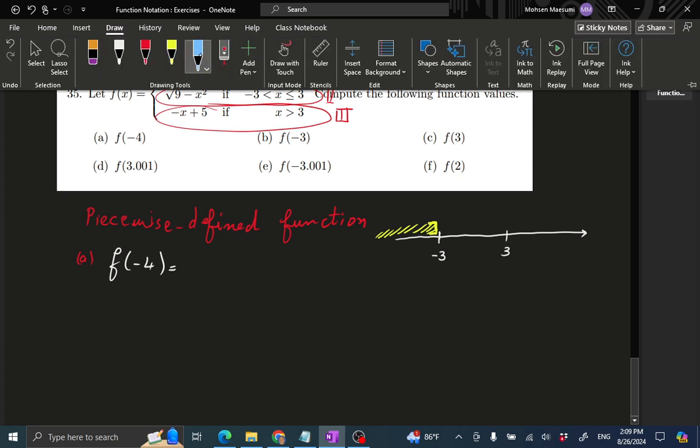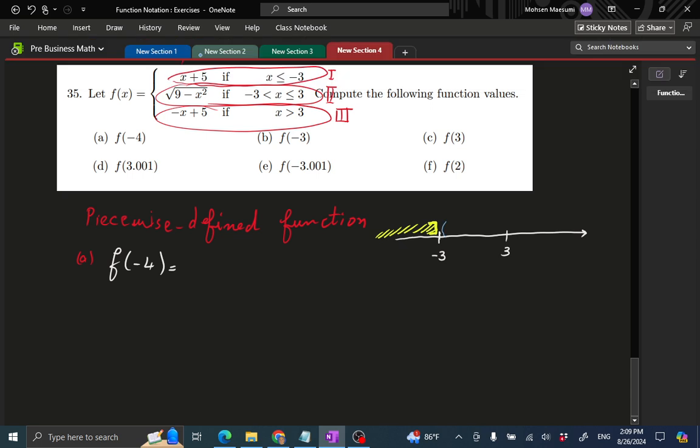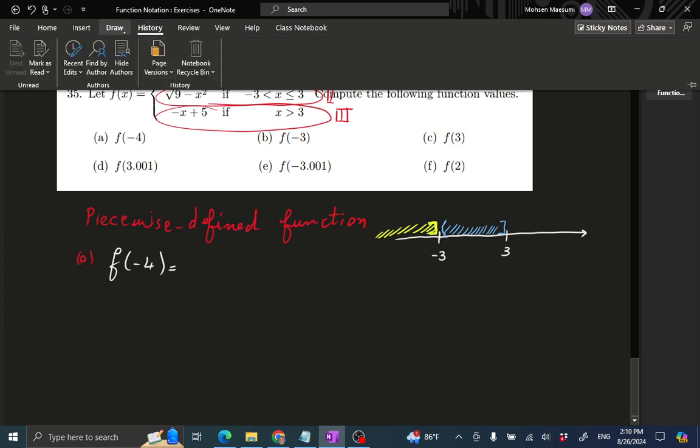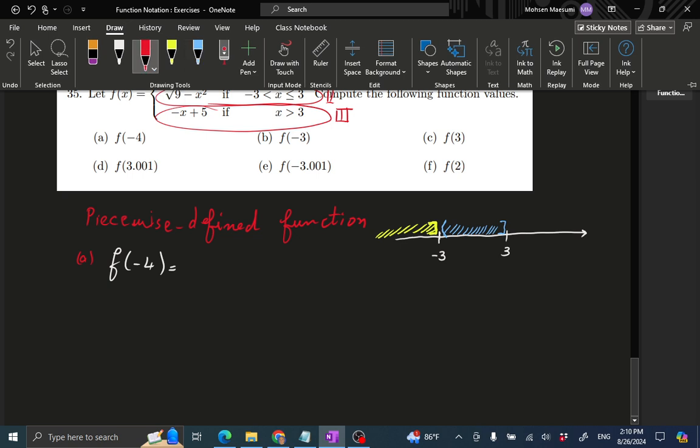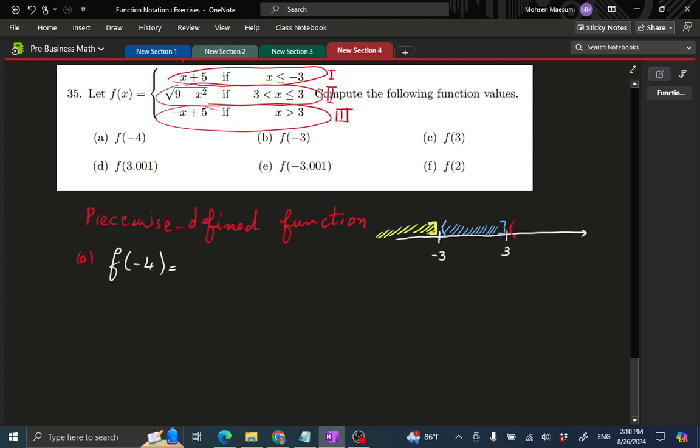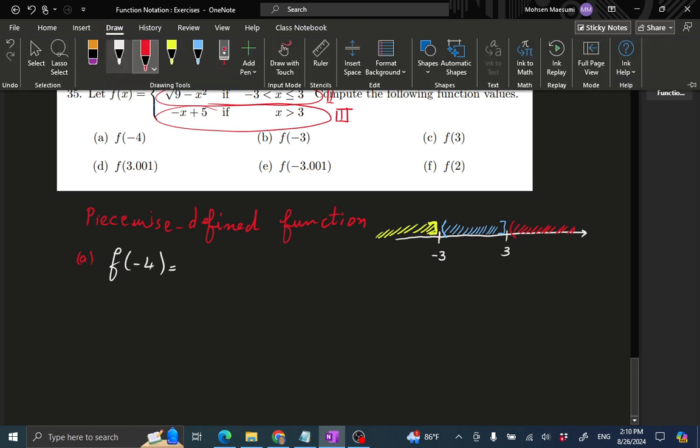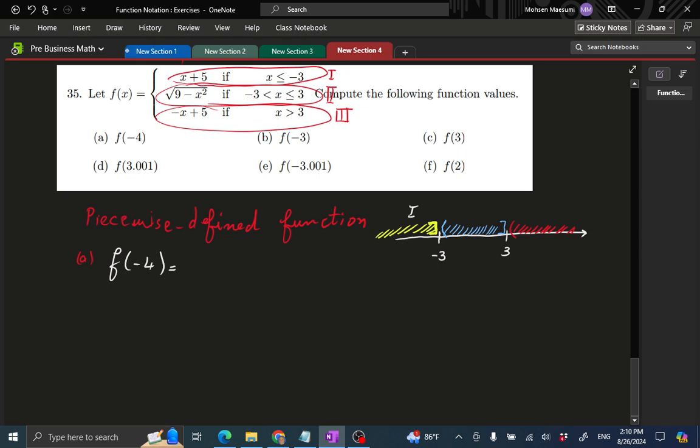And then if we are from -3 all the way to 3, inclusive of +3, we are in region 2. And in region 3, let's see what's left. Region 3 starts at a number larger than 3, and it goes all the way to infinity. So we have 3 regions here: region 1, region 2, region 3. So if you choose from yellow or blue or red, we price it differently.